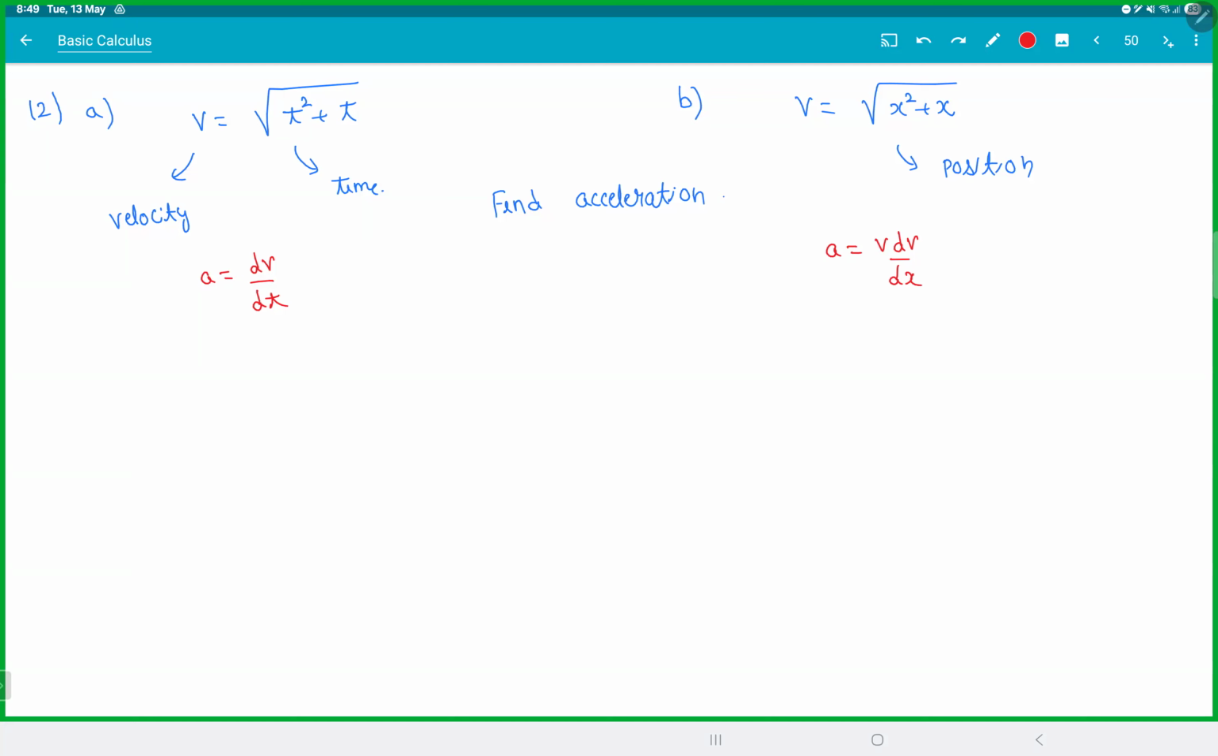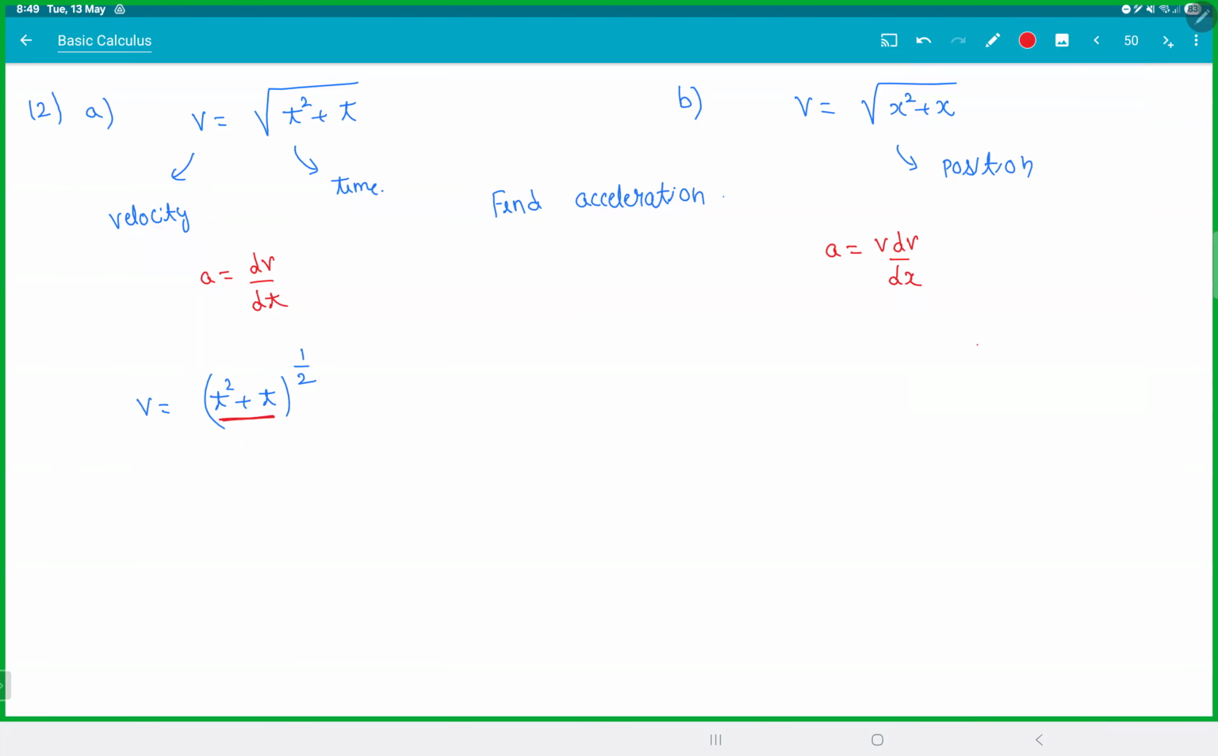Let's see the first one. So this is v is equal to (t square plus t) whole power half. Chain rule, everyone. This is looking like something to the power of half, isn't it?